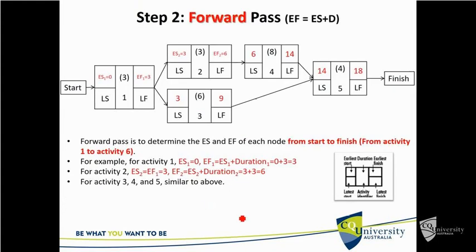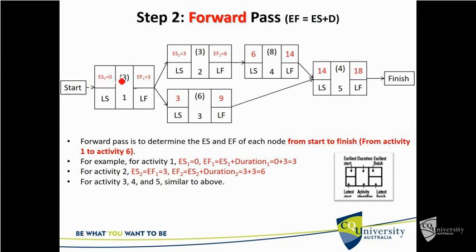Now to do a forward pass, very simple mathematics is required. We're trying to work out the earliest start and the earliest finish of each individual node or activity, and we do it from the start all the way to the finish. So for example, if we take activity 1, the earliest start is based on the start. We always said the time for a start is 0, so it has to be 0.